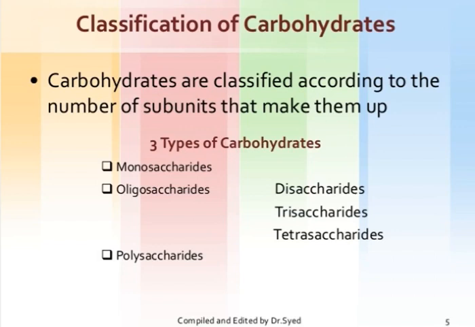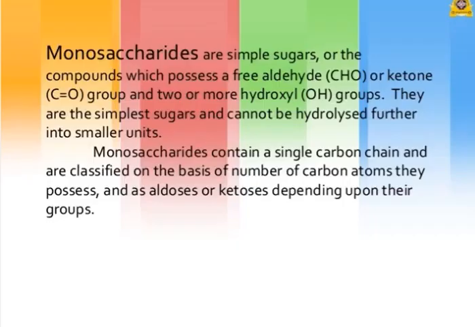Then oligosaccharide. Oligo means few and saccharide means sugar. Monosaccharides are simple sugars with a free aldehyde or ketone group, that is, the carbonyl group C=O, and two or more hydroxyl groups. They are simple sugars and cannot be hydrolyzed into further units. They contain a single carbon chain and are classified on the basis of the number of carbon atoms they possess, and as aldoses or ketoses depending upon their groups.